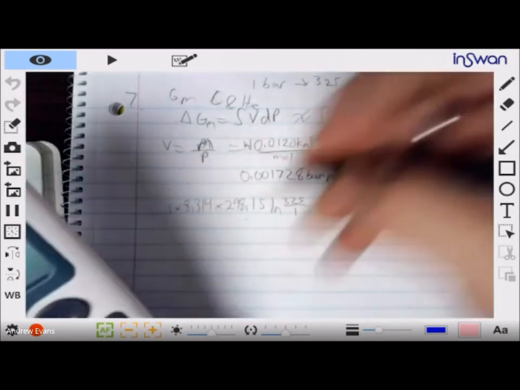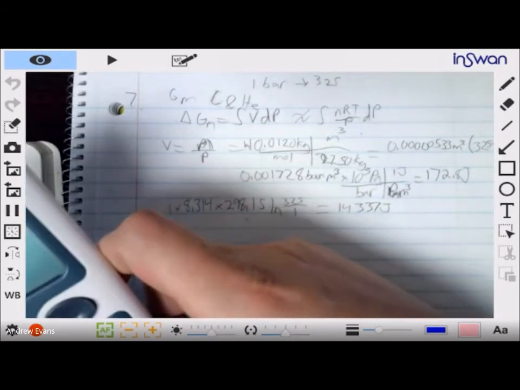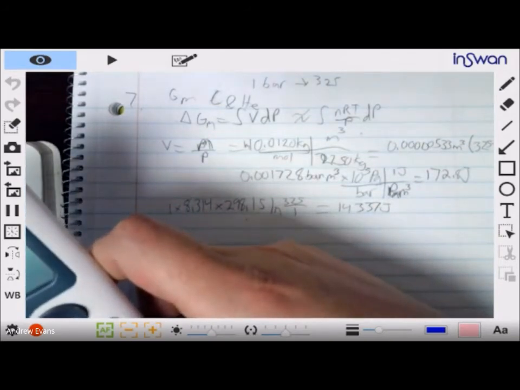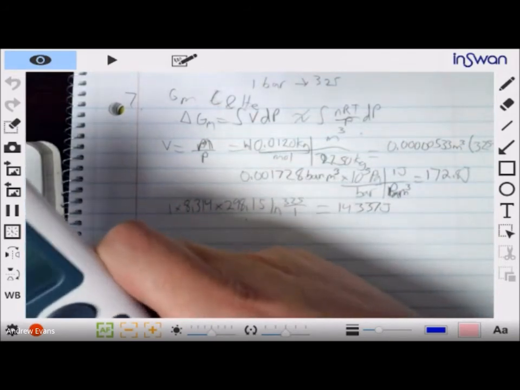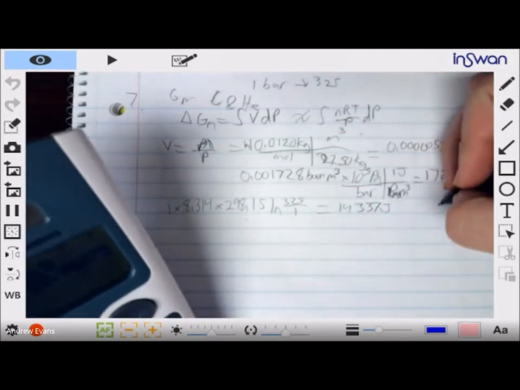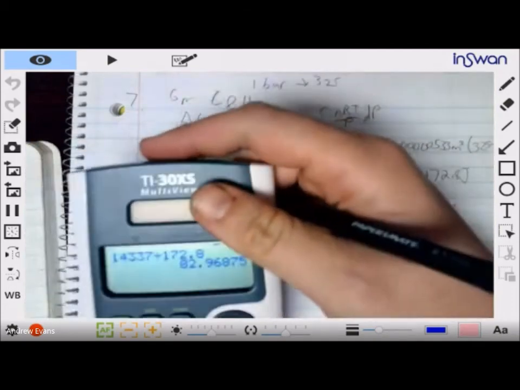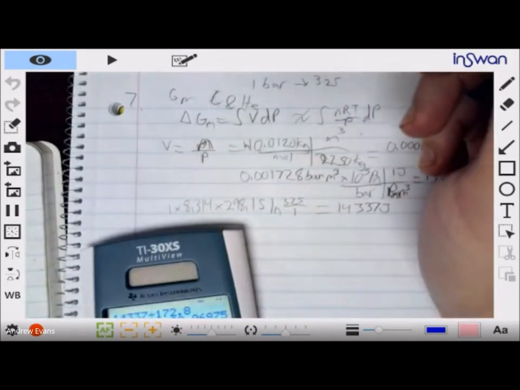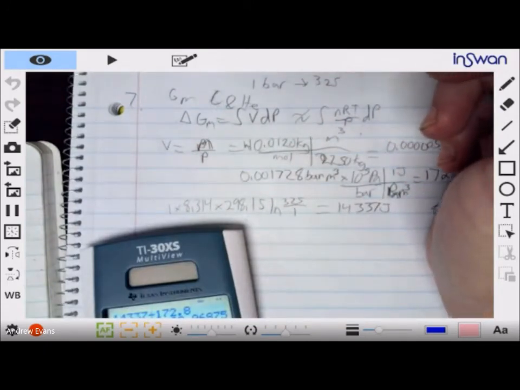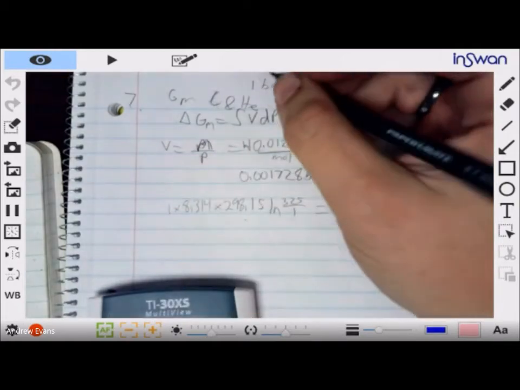So a lot different. If you divide the two numbers, 14337 divided by 172.8, you get approximately 83 times greater. So the Gibbs molar energy to pressurize a gas is approximately 83 times greater than to pressurize carbon.